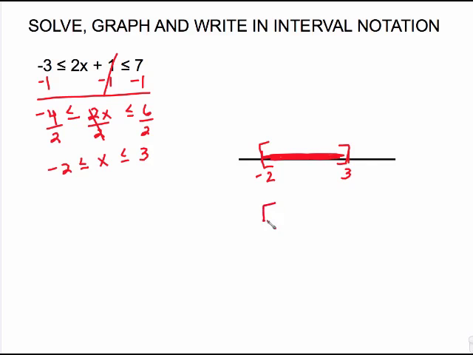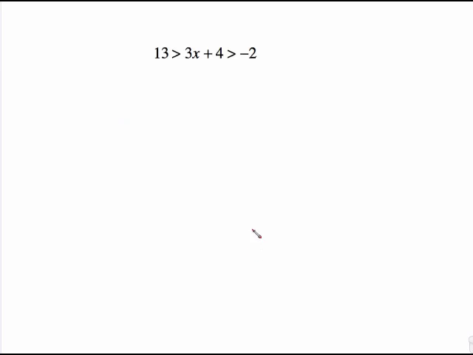The interval notation goes directly from your graph, so -2, 3, square bracket, and we're ready to move on. Similar problem. Yes, these are facing the other way, but that's okay. We can still solve this.